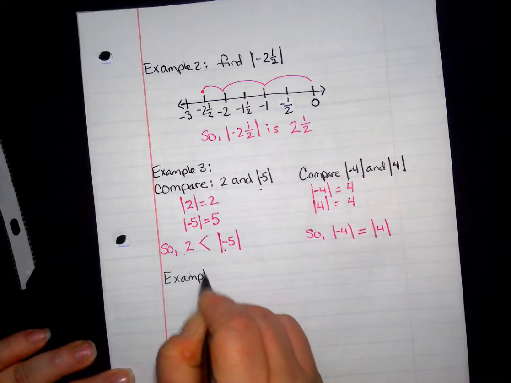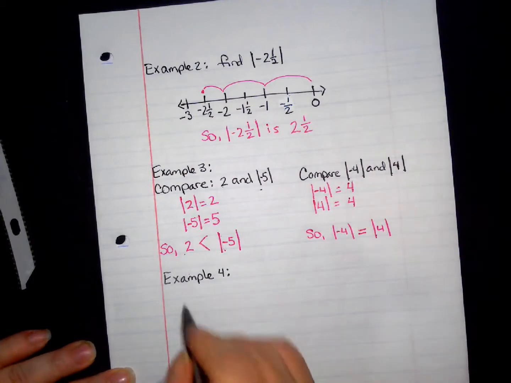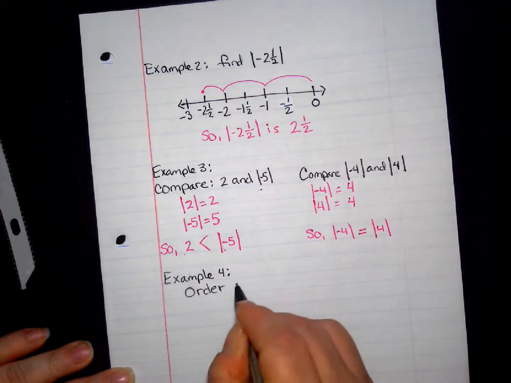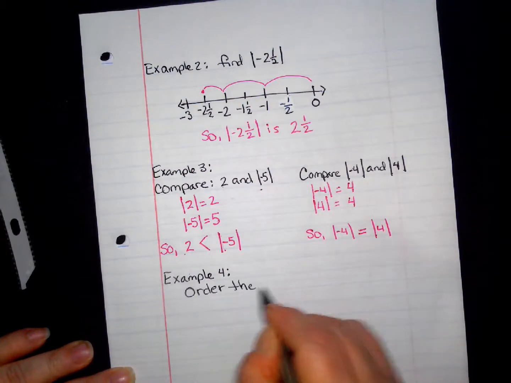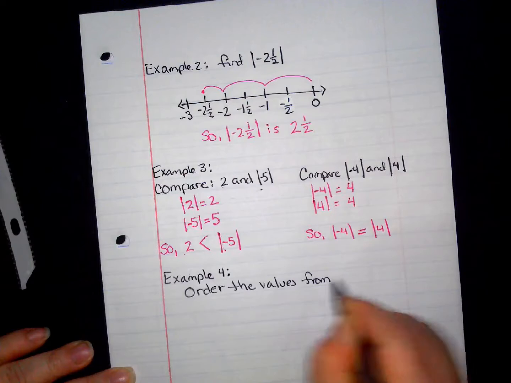Example 4. Order the values from least to greatest.